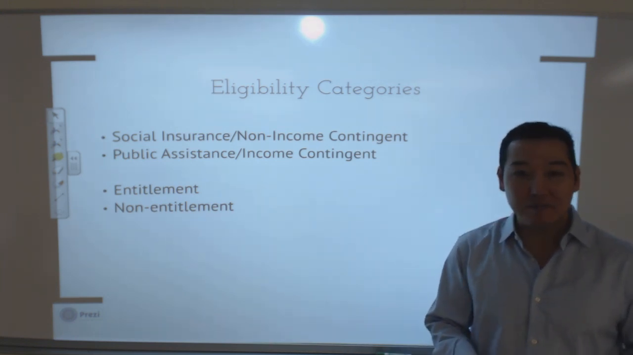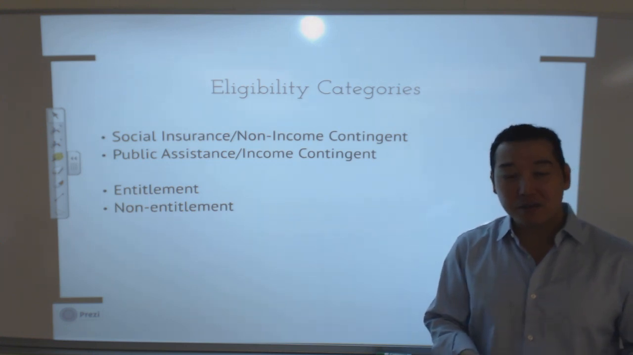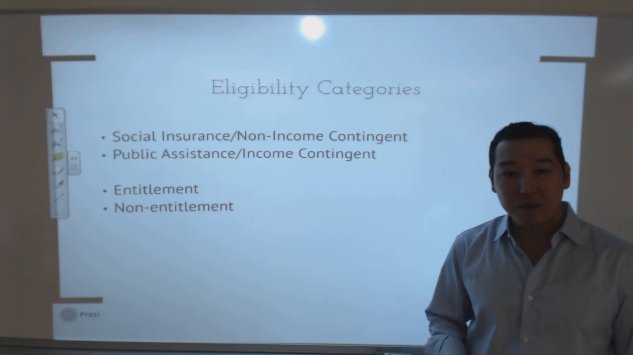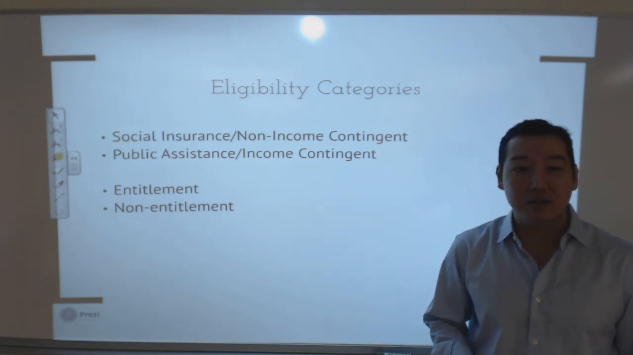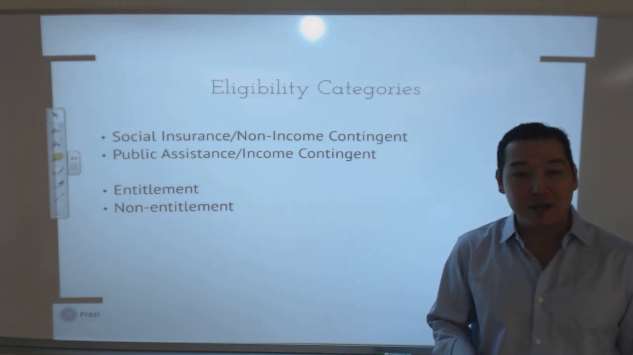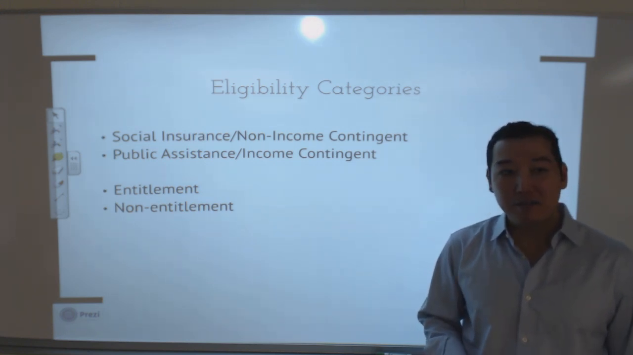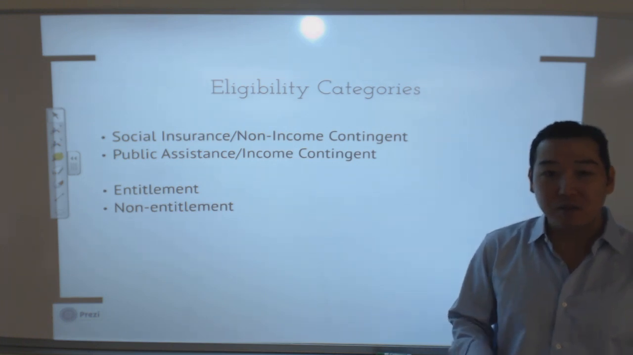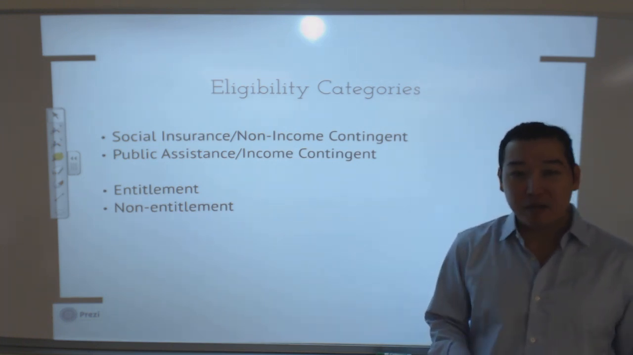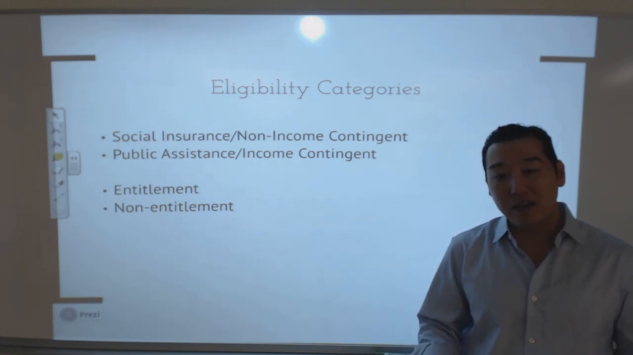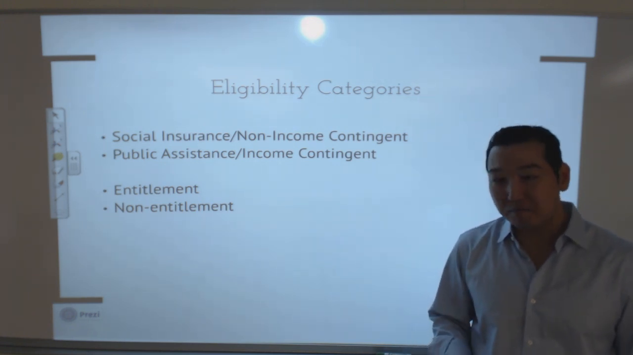The litmus test here, or the distinguishing trait in terms of whether a program is considered social insurance or public assistance, is whether or not it's income contingent. That is, do you have to be poor in terms of income and assets to qualify? Now, if you do, that's typically considered public assistance. If there's a contributory mechanism in place where you have to contribute something to get something out of the program, that's going to be more towards social insurance on this dichotomy.